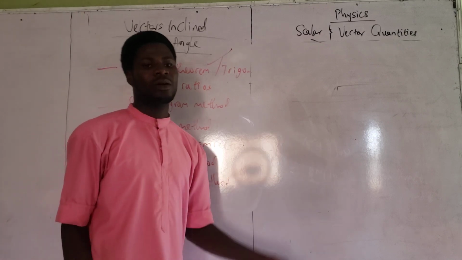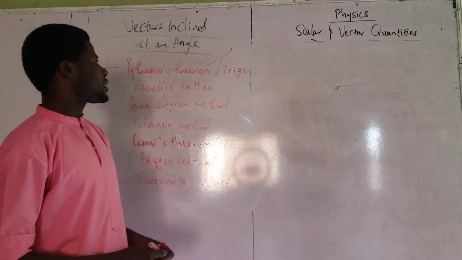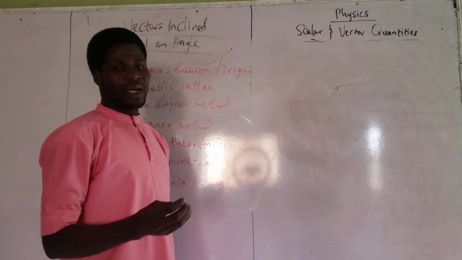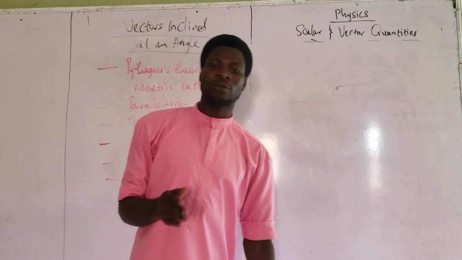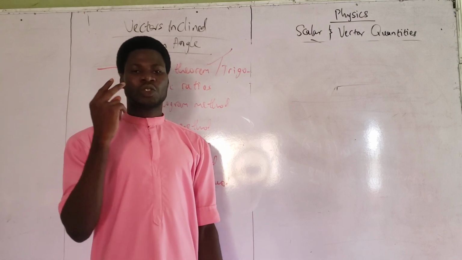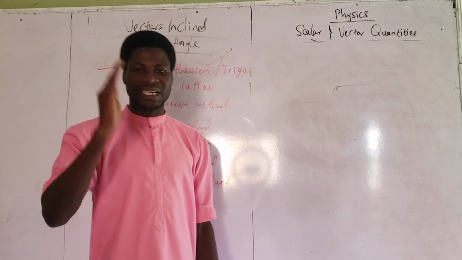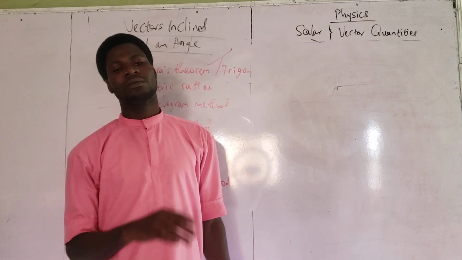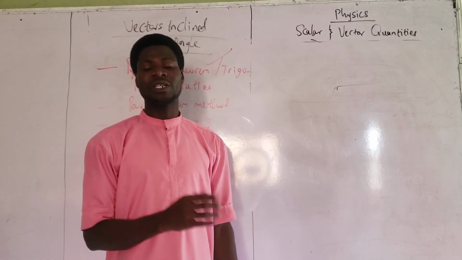But for today, we're talking about Pythagoras theorem / trigonometric ratio. Another time, we'll talk about the parallelogram method. Alright? We only use Pythagoras theorem to find the resultant of 2 vectors when the 2 vectors are inclined at a right angle. That is at 90 degrees.